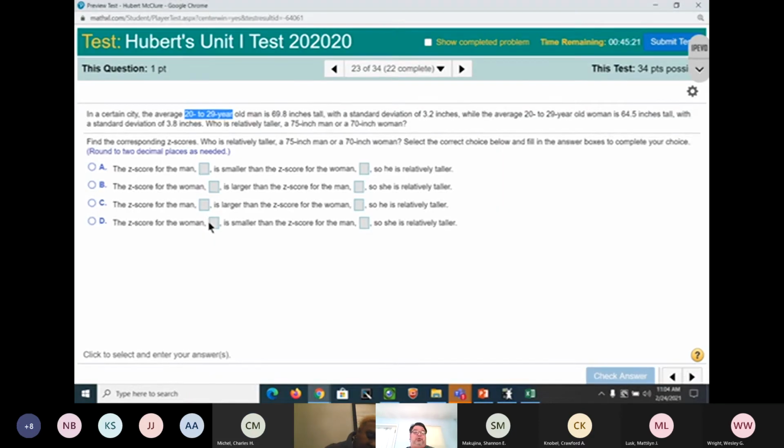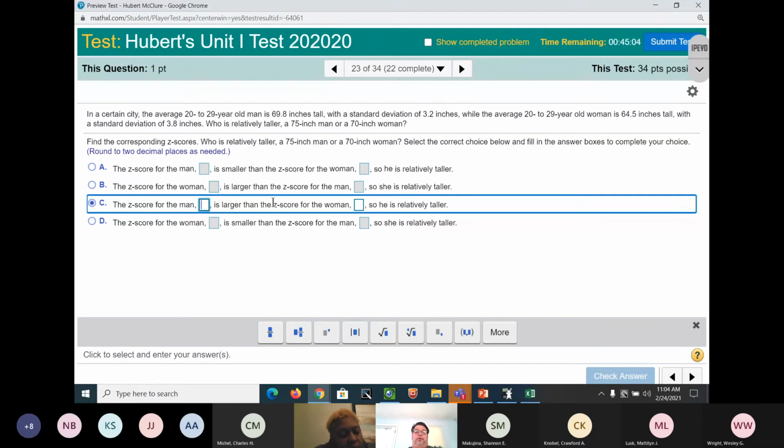And of course, they try to screw you up with the answer. So somebody, okay, it's either Alpha or Charlie. I'm looking for the right one. The z-score for the man is 1.63, is larger than the z-score for the woman, which is 1.45, and that should be correct. Yep.